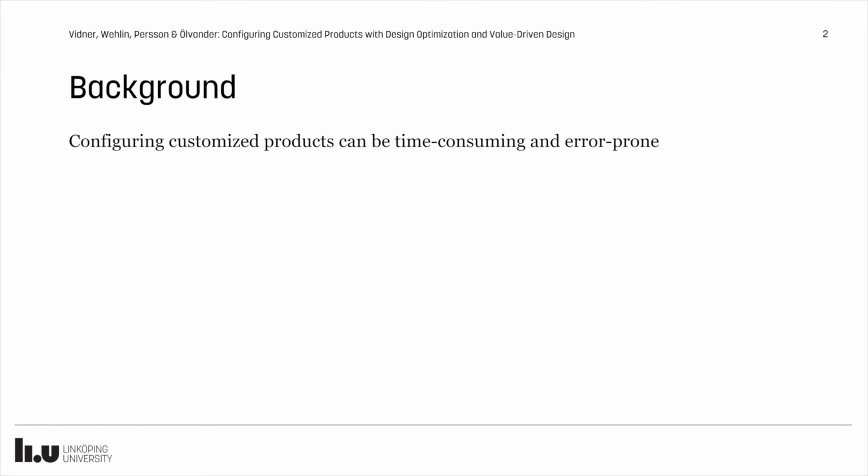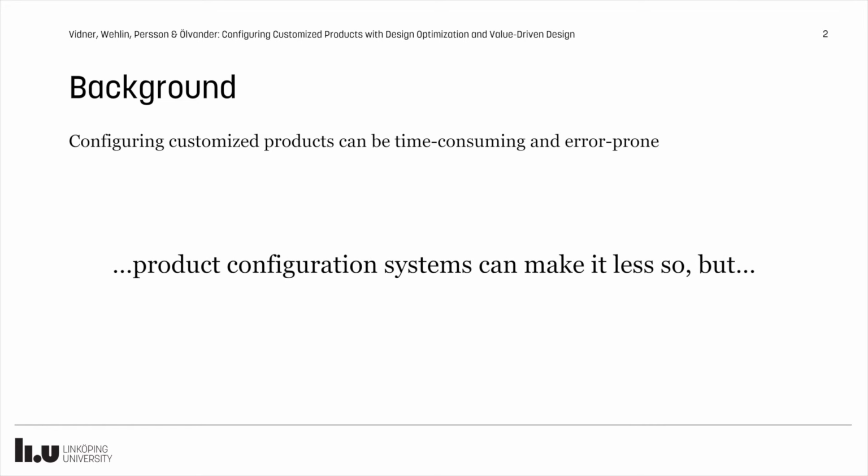It might take many iterations of manual work before even a reliable quotation can be made. Introducing a product configuration system is one common and efficient way to implement mass customization and to tackle these issues. That is, a system where the customer can enter how they want their custom product to be configured.